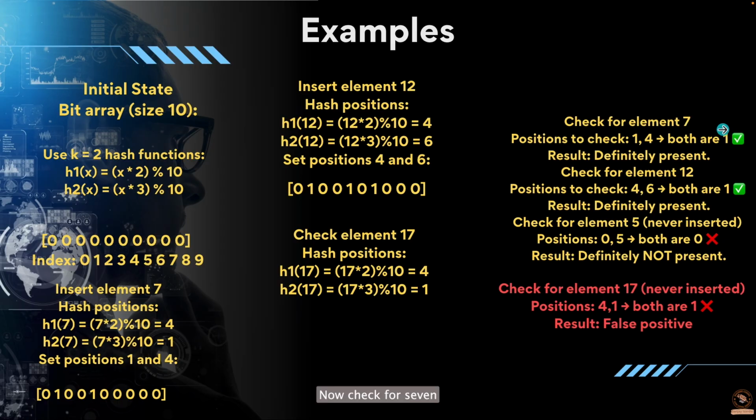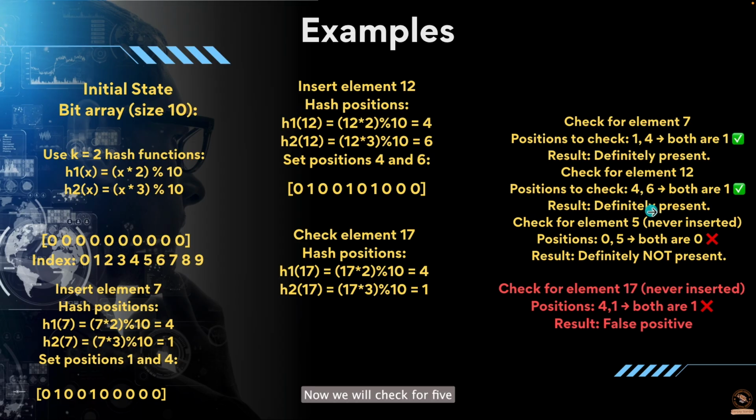Now check for 7. For 7, we get 1 and 4 from the two hash functions. Bit 1 is already set and bit 4 is already set, which means 7 is present in our Bloom filter. This is a valid case because we had inserted 7. Now we check for 12. For 12, we get 4 and 6 from our hash functions, and both 4 and 6 are set. So 12 is also present because we had inserted it. So these two are correct.